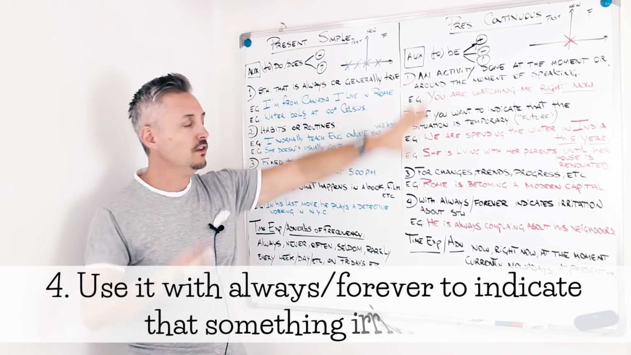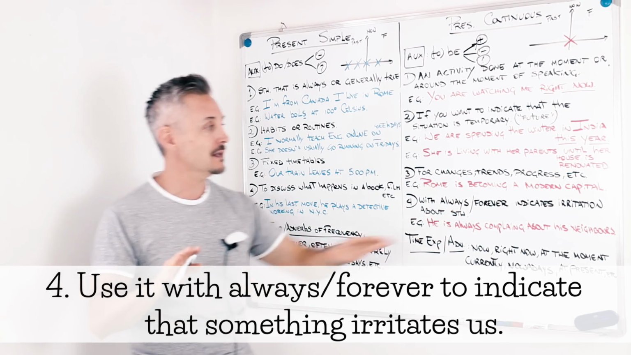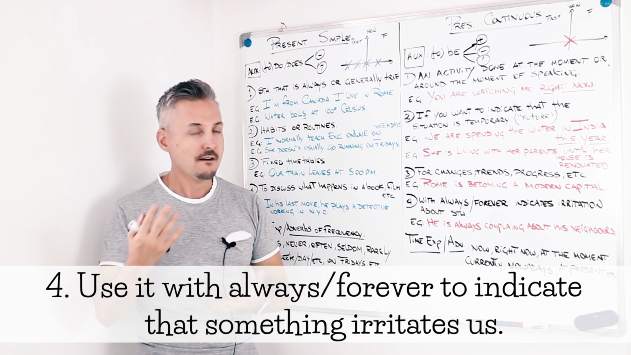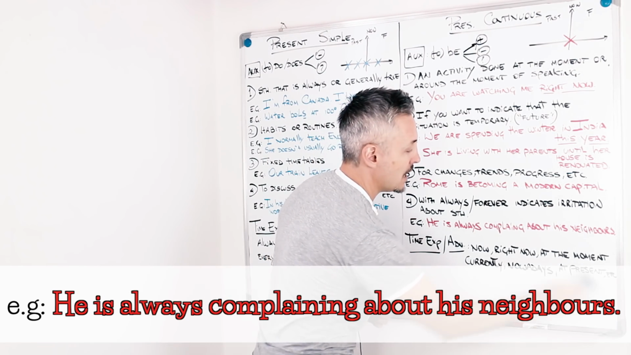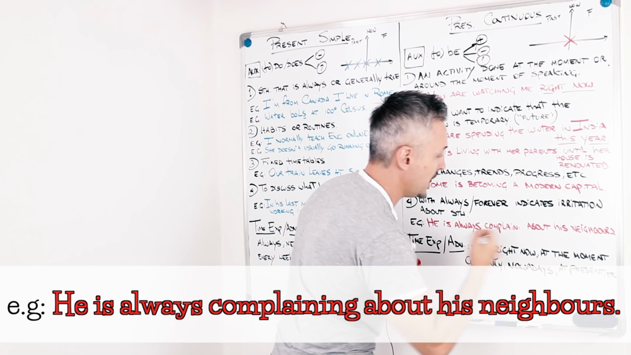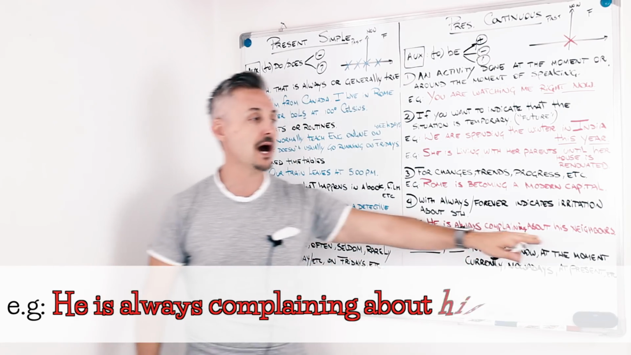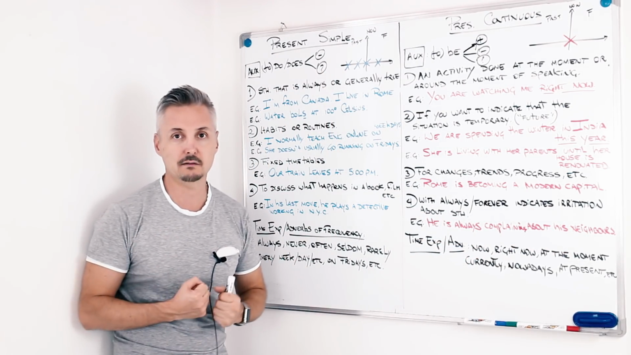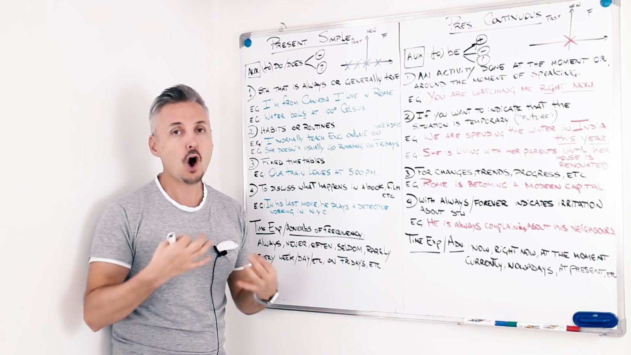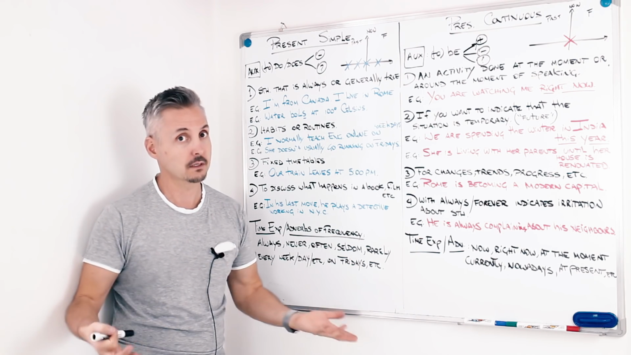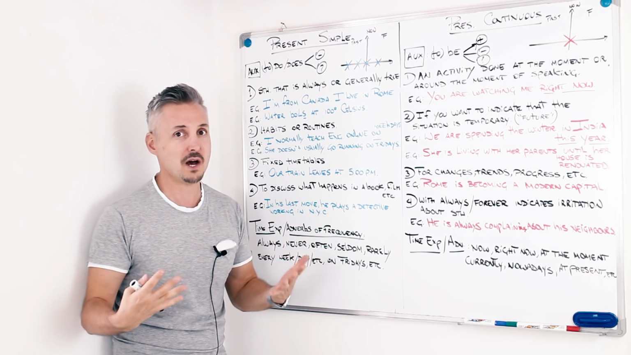Okay, we can use the present continuous with always and forever. And this indicates an irritation about something. For example, he's always complaining. I wrote it, there is a mistake right here, complaining. Right there. He's always complaining about his neighbors. So it's irritating. He's always complaining. A student of mine is always talking in class. So for me, it's irritating. It indicates an irritation or maybe I'm upset about it.